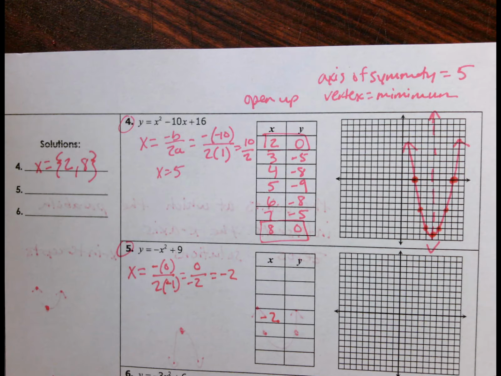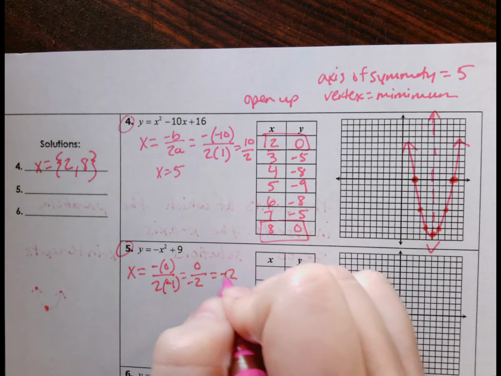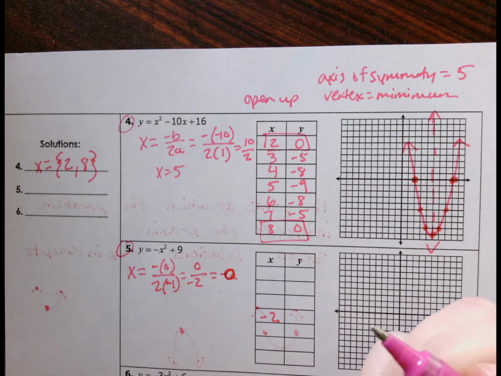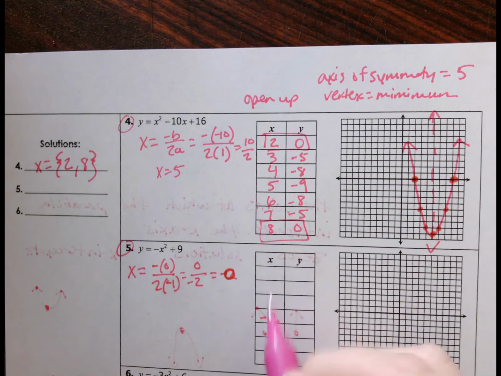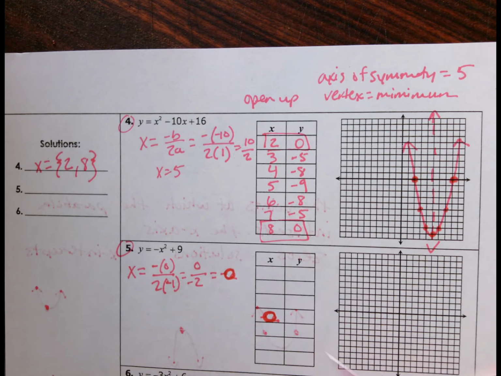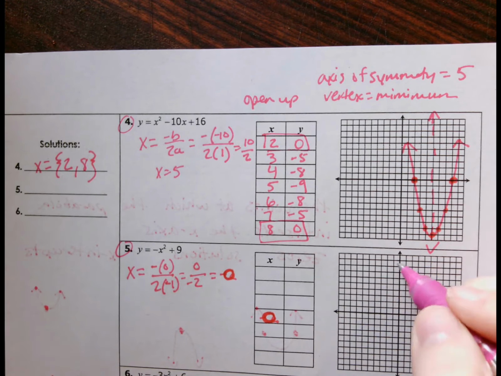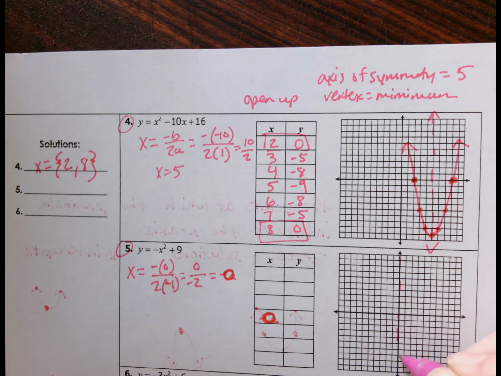Oh, I'm sorry, it's 0 in this case. My bad, y'all. I know that sometimes I skip ahead. 0 divided by negative 2 is 0, so I apologize. 0 is our axis of symmetry, which means it's going to be this line right here. Okay, forgive my blunder.